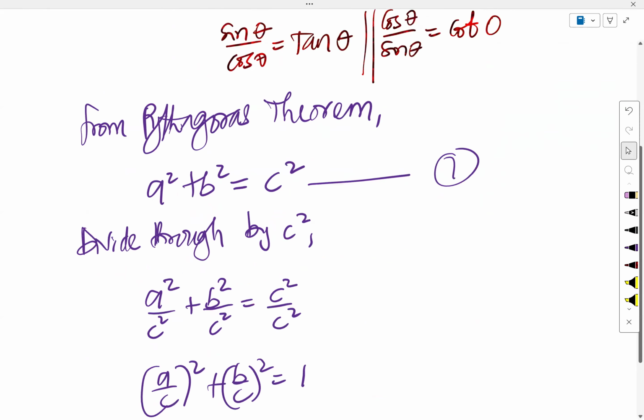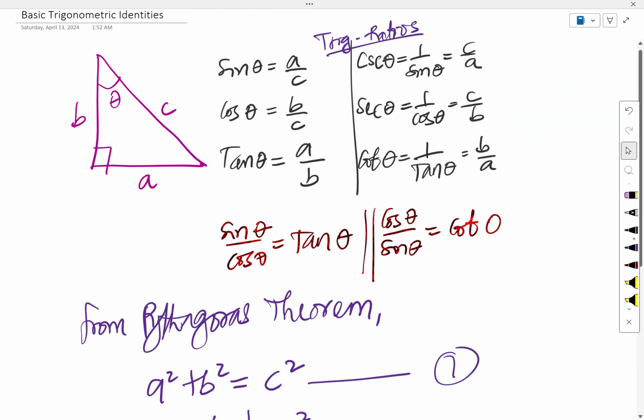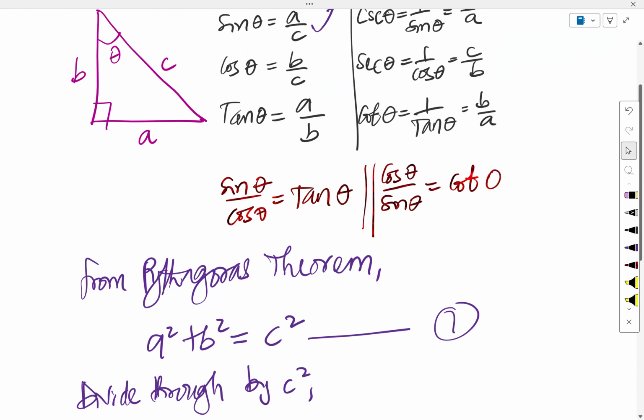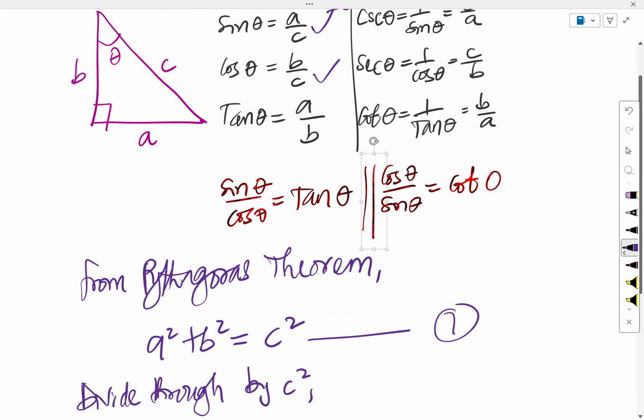Now, what is a over c? You remember a over c is sine theta, right? So that means a over c squared is sine theta all squared. And what is b over c? You remember b over c is cos theta, right? So you have cos theta raised to power 2, and that is 1.